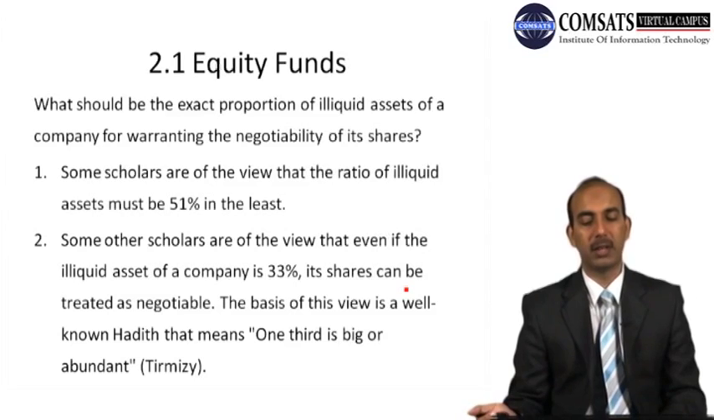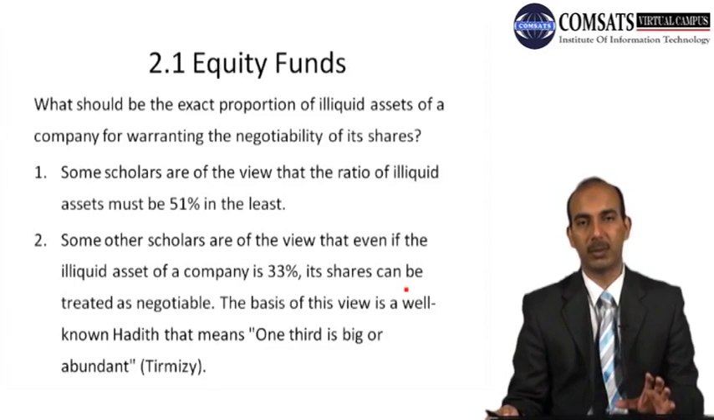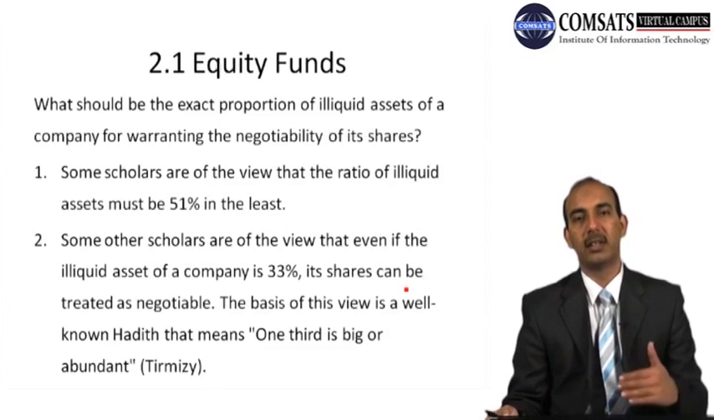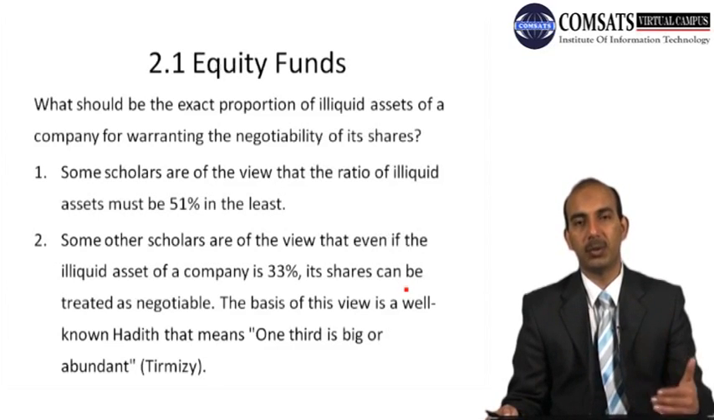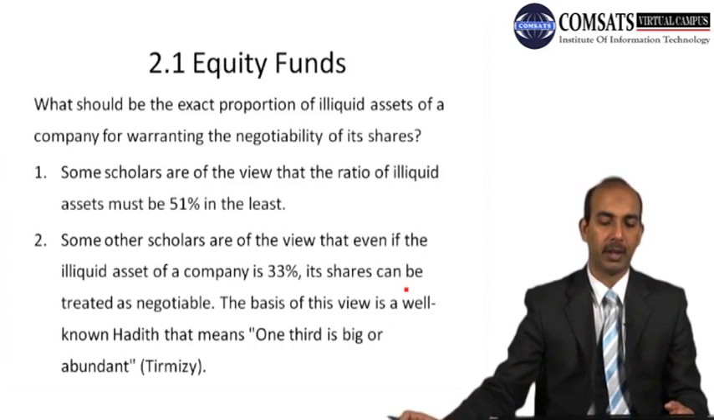Then some other scholars are of the view that even if the illiquid assets of a company are 33%, as per that hadith, 33% is a significant portion. So in that case, investments can be made in the stocks of those companies, and its share can be treated as negotiable. The basis of this view is a well-known hadith that means 1/3 is big or abundant. This hadith is derived from Tirmidhi.